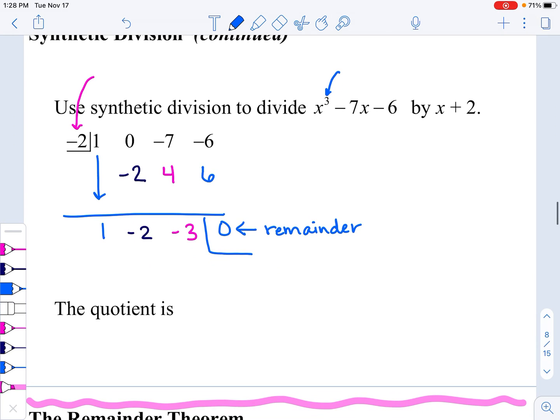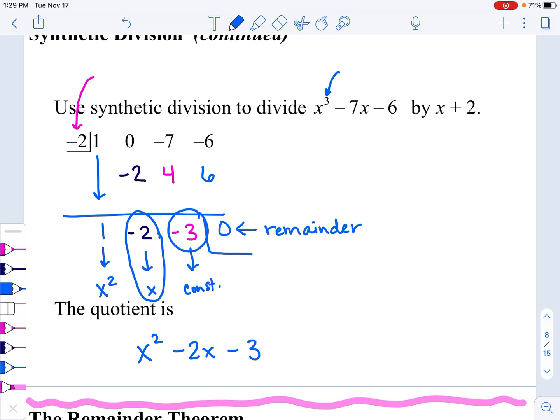So that means this 1 is going to be the x to the second. This is going to be the plain x, and then this is going to be that constant value, which means the answer to our quotient is we had 1 with the x squared, so we're going to have x squared. We have a -2 with x, so we're going to put a -2x. And then all we have is a plain constant value, -3.